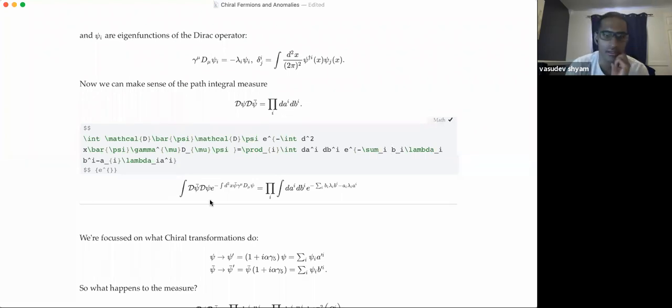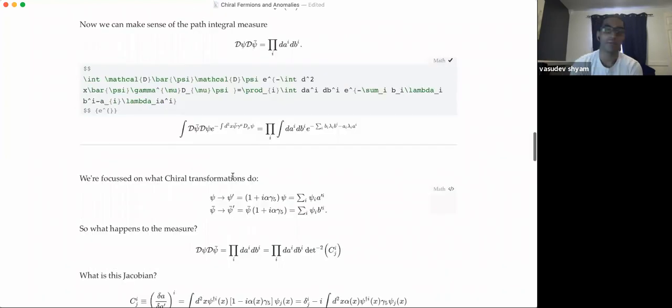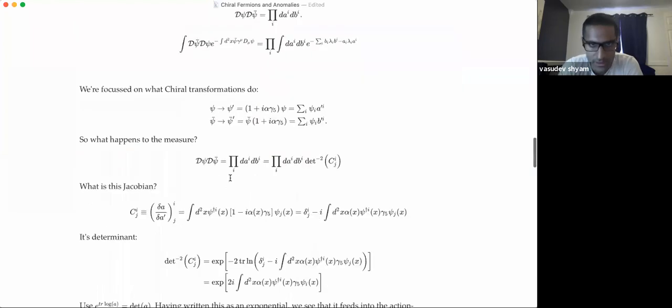But we know how the action transforms under chiral transformations. That wouldn't change just because you did a mode expansion. The question is how the measure transforms. So in terms of these fields, under a chiral transformation, I can define new coefficients, a prime and b prime. And then you just have to work out the Jacobian between the old measure and the new one. This is what you would normally do if you were doing an ordinary integral.